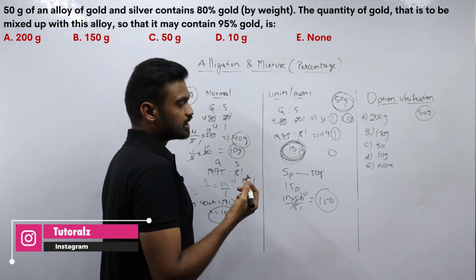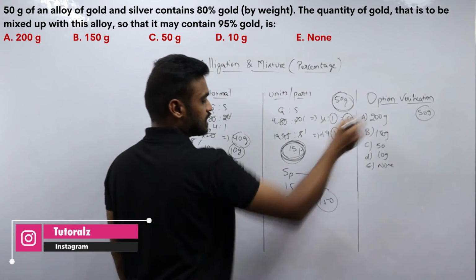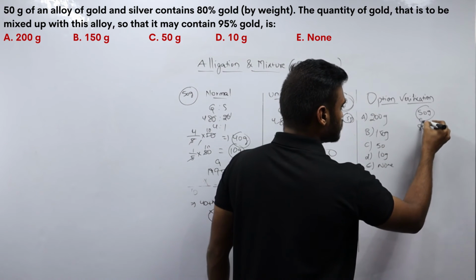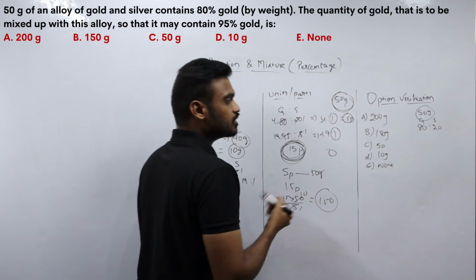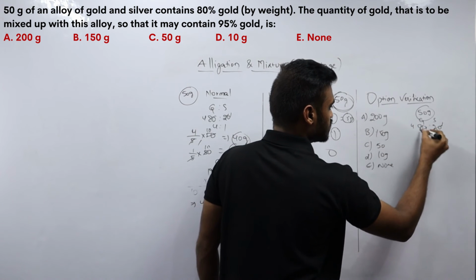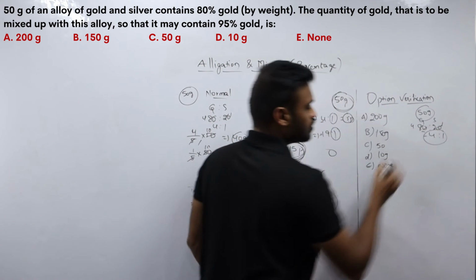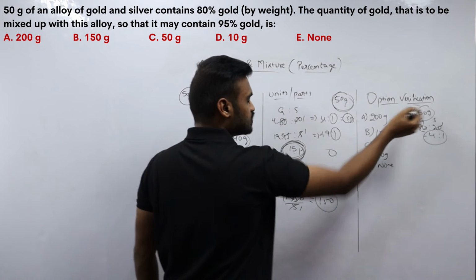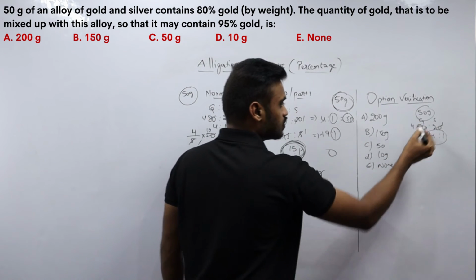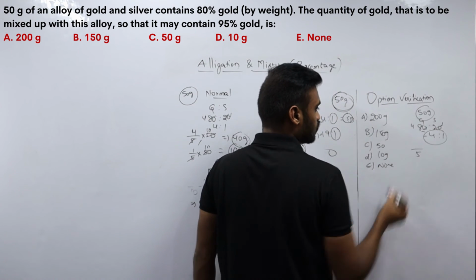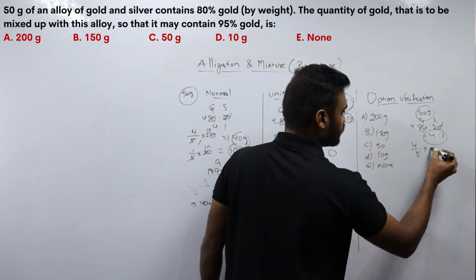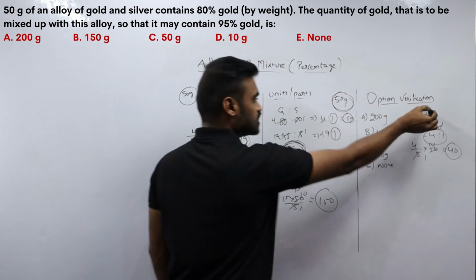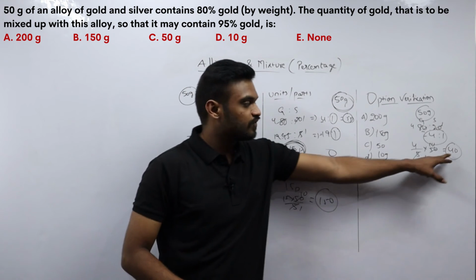Now we already know the percentage of gold in this 50 grams, that is 80%. So 80 is to 20. The ratio of gold and silver is 80 is to 20. So we will get 4:1 ratio. So there are totally 4 plus 1, that is 5 parts. There are 5 parts in this 50 grams. So what is the quantity of gold? Out of 5 parts, gold quantity is 4 into 50 by 5, that is 5 tens equal to 40 grams. So in this 50 grams, the quantity of gold is 40 grams.